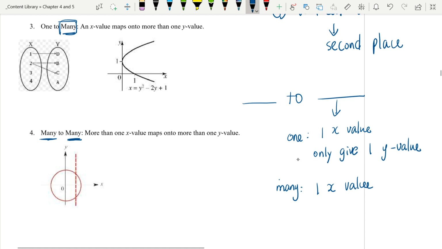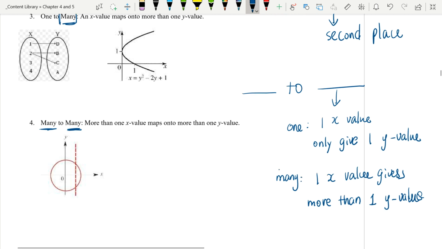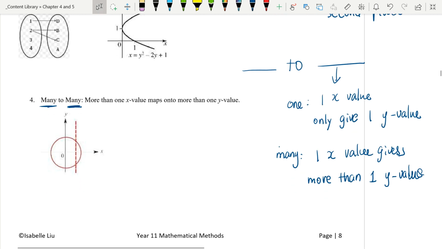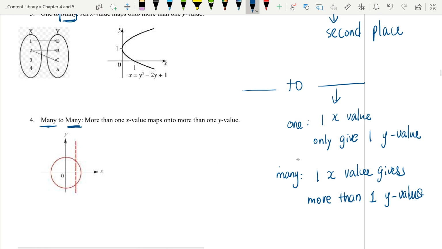One x value gives more than one y value. So for example, if I sub x equals 2, if there was a 1, I now have y equals 4 only. But if it's a many here, for example, I sub x equals 1 in this equation, I will have y equals 0 or y equals 2. I will have two different y values.